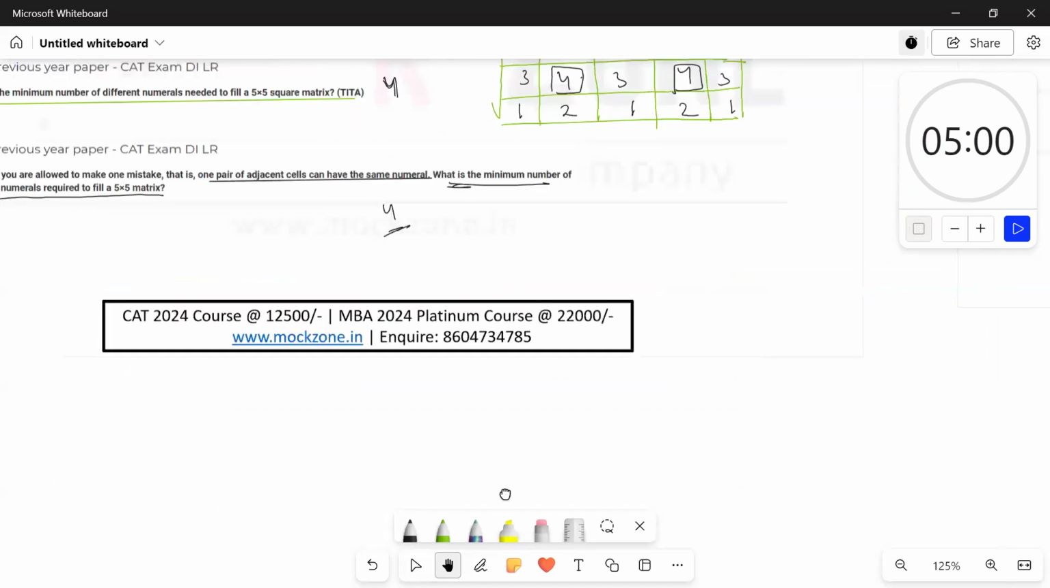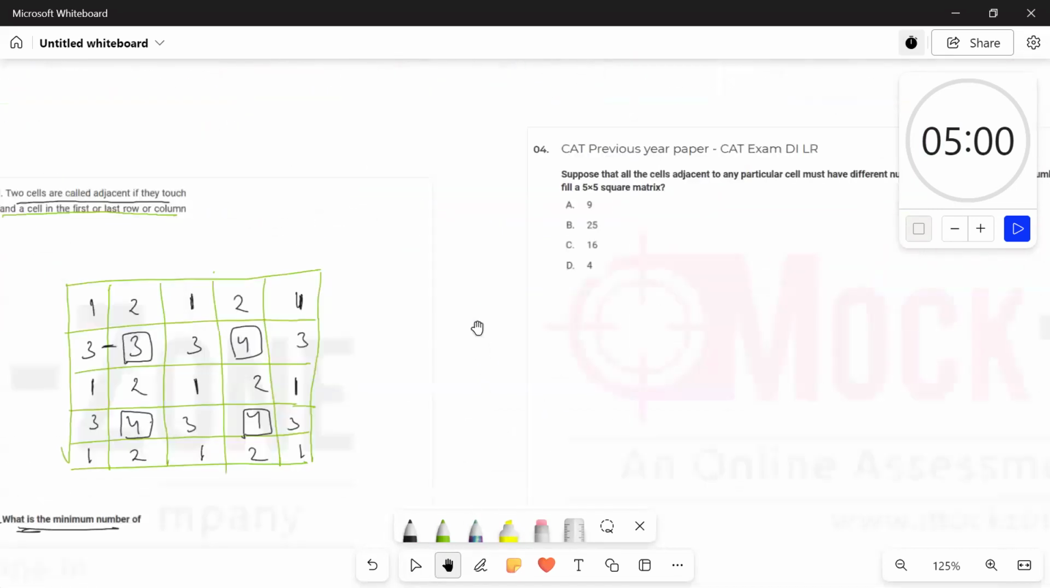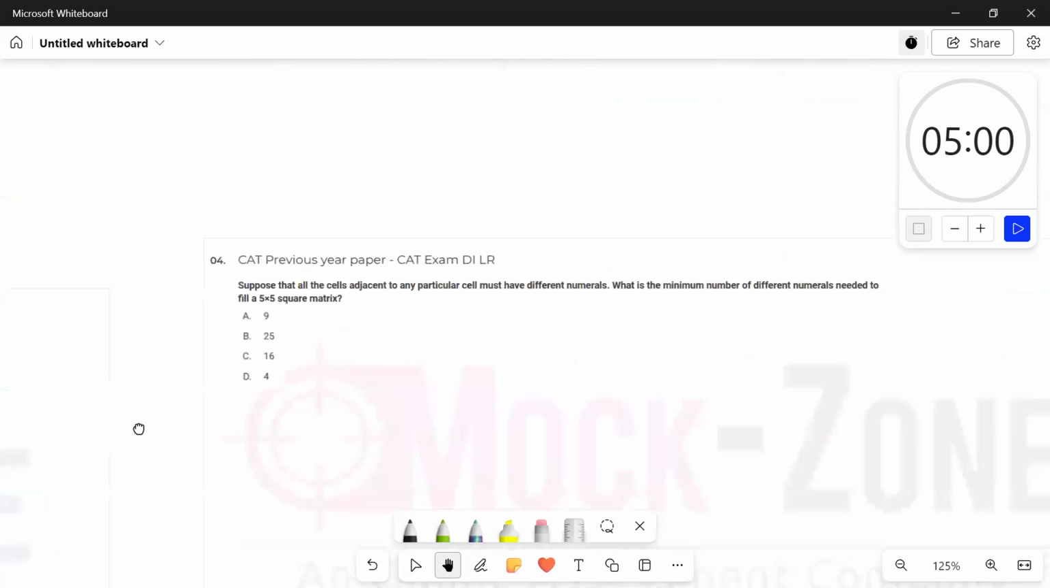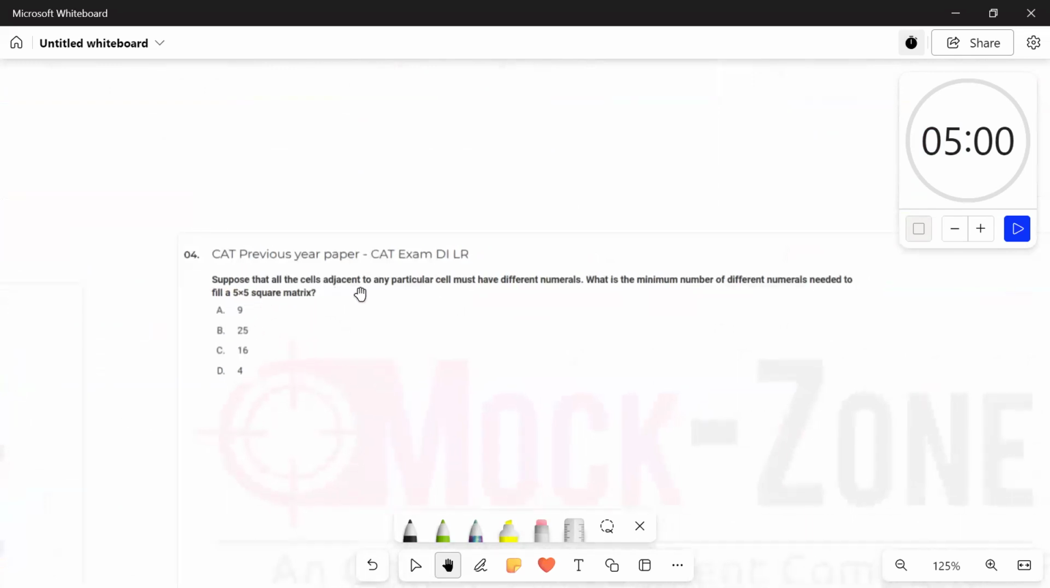And now moving on to the last question. The last question says, suppose that cells adjacent to any particular cell must have different numerals. What is the minimum number of different numerals needed to fill a 5 by 5 matrix? So again, we'll have a 5 by 5 matrix.